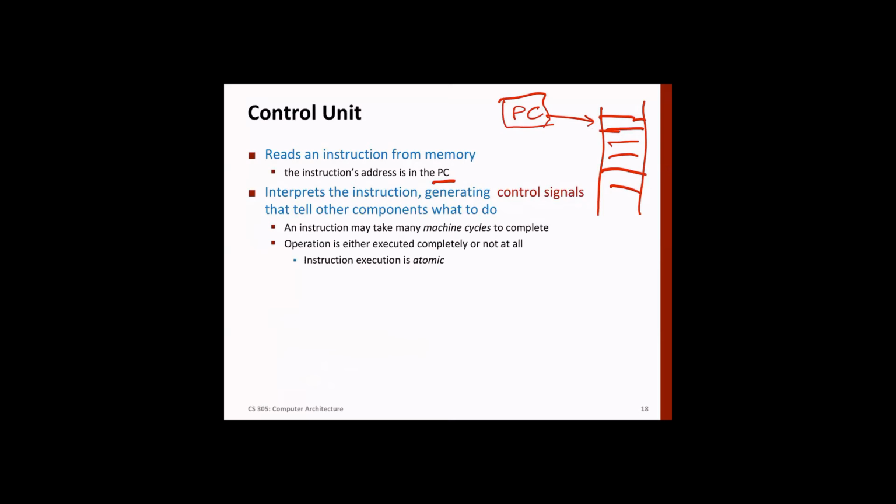And the second thing it does is that once the instruction comes to the instruction register, let's assume that we have fetched the instruction, then it will interpret the instruction. It means that it will decide what to do by generating control signals. Control signals are actually required for data movement or data manipulation. So it essentially will tell other components what to do.